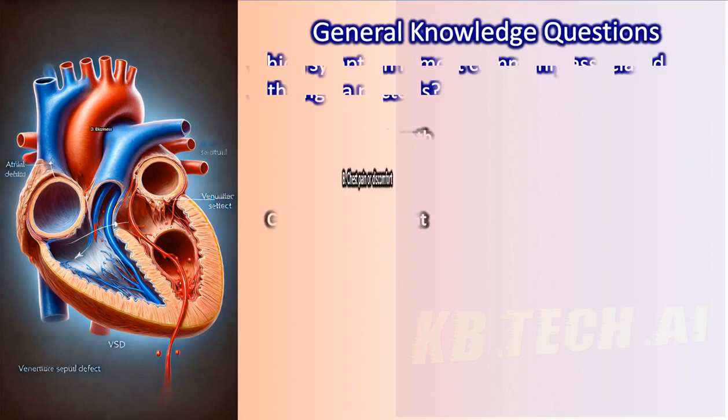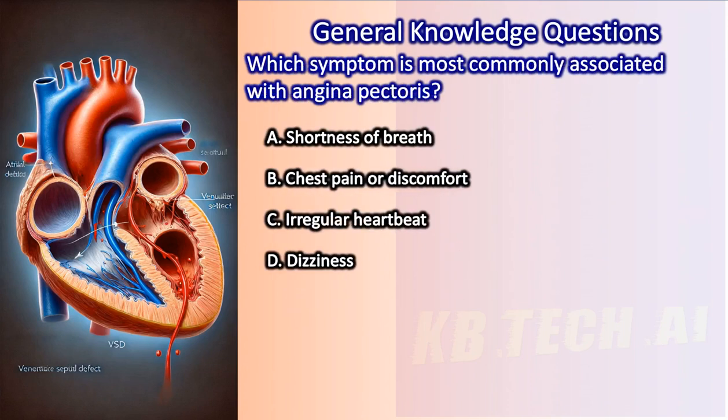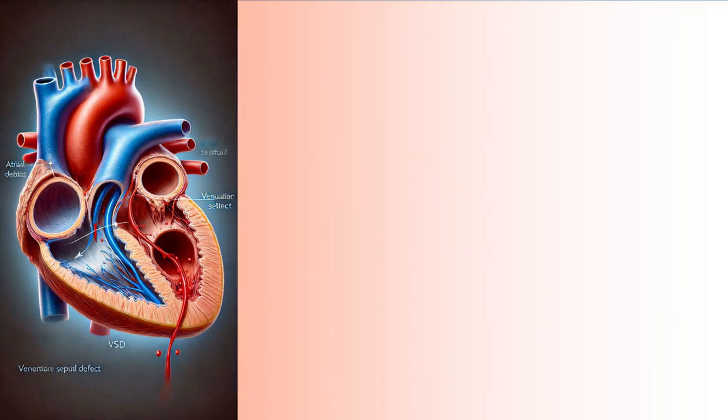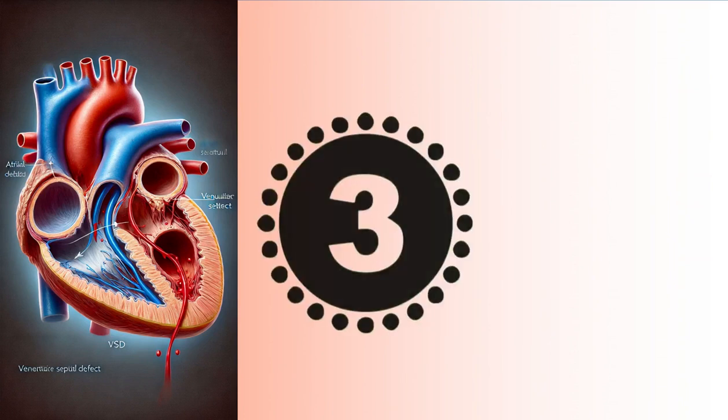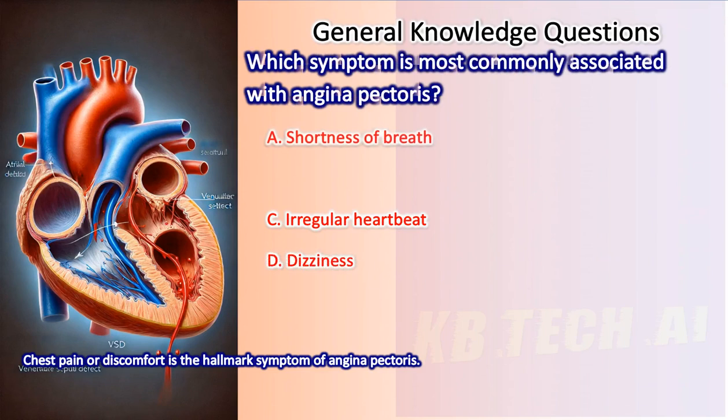Atherosclerosis. Which symptom is most commonly associated with angina pectoris? Option 1. Shortness of breath. Option 2. Chest pain or discomfort. Option 3. Irregular heartbeat. Option 4. Dizziness. The answer is option 2.